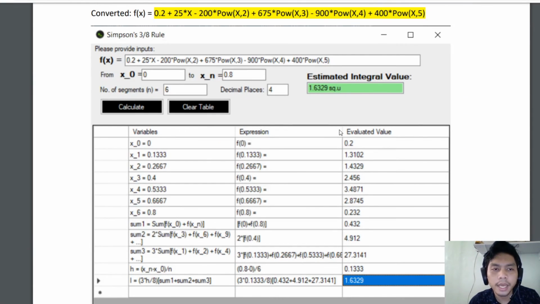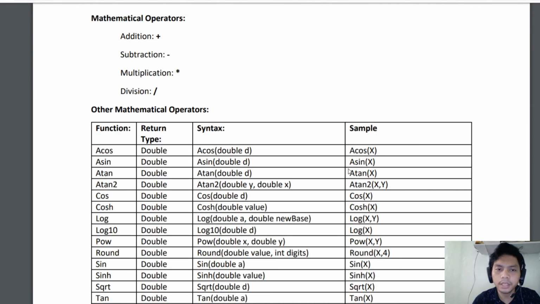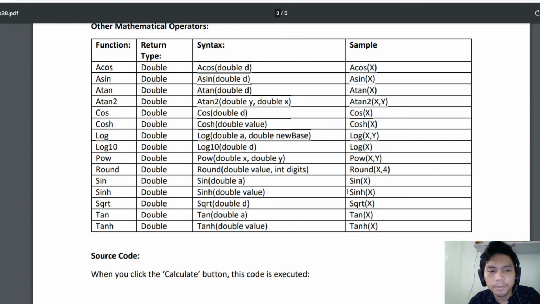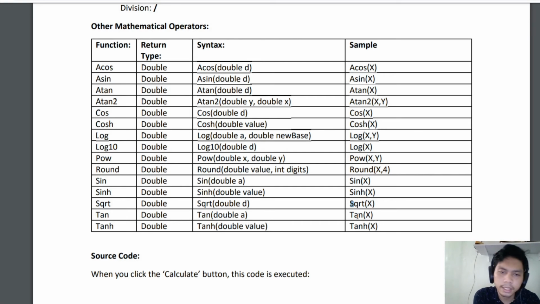Here is an example. As you can see, it calculated the estimated integral value right here, given the formula of the Simpson's 3/8 rule. Here are some mathematical operators as well, the same as in my program in the second method using C#. Cosine of x, a transcendental function, is shown here. For example, for the square root of x, it should be written as big letter F, S, Q, R, T, then big letter X.